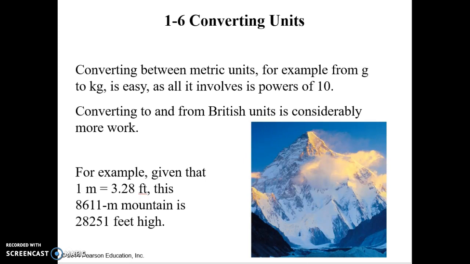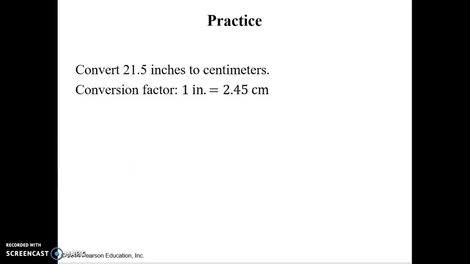For example, converting 8,611 meters to feet, you need to use a conversion factor where 1 meter equals 3.28 feet. Thus, 8,611 meters equals 28,251 feet. We're going to do a few practice problems.